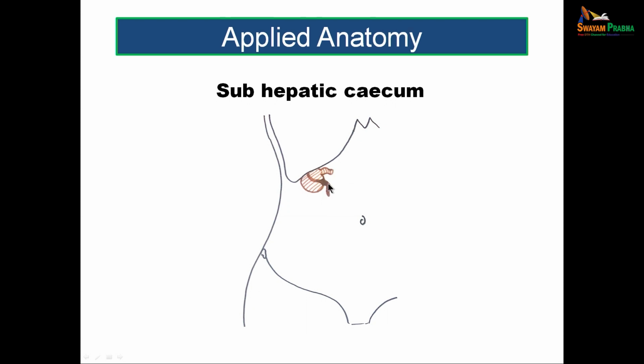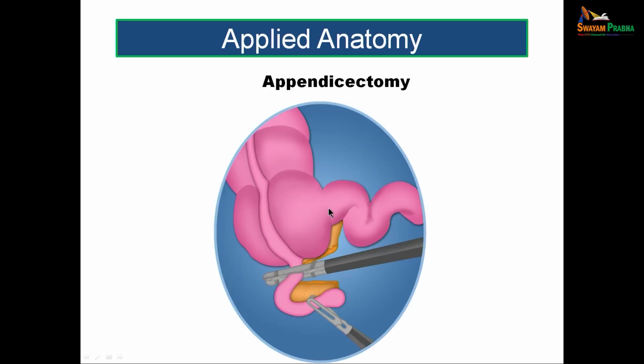Inflammation of the appendix in this region can mimic cholecystitis, so the diagnosis can be confusing in case of an inflamed subhepatic cecum and appendix. When the appendix gets inflamed, it has to be removed, because it can undergo perforation and result in generalized peritonitis, which is a much more severe condition. So, removal of the appendix is called appendicectomy. The suffix ectomy attached to any word indicates that it has to be removed. Surgical removal of the appendix is appendicectomy.